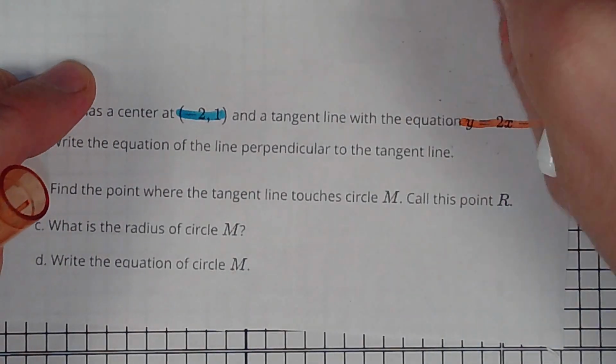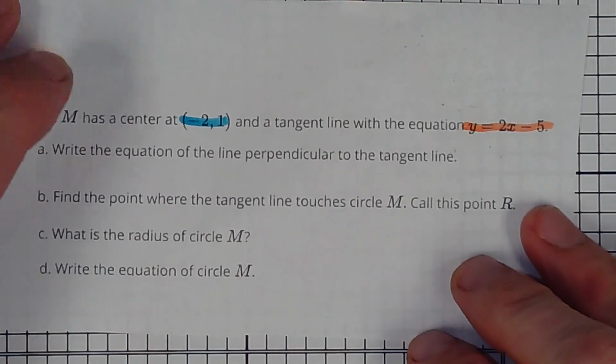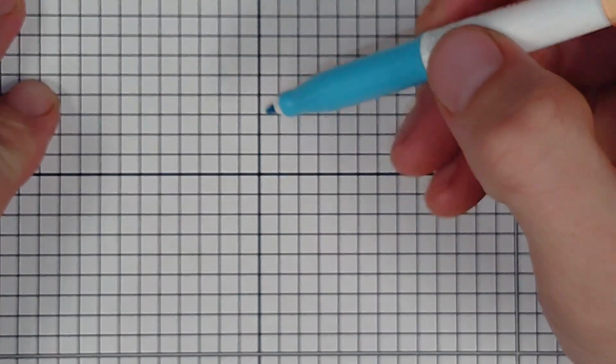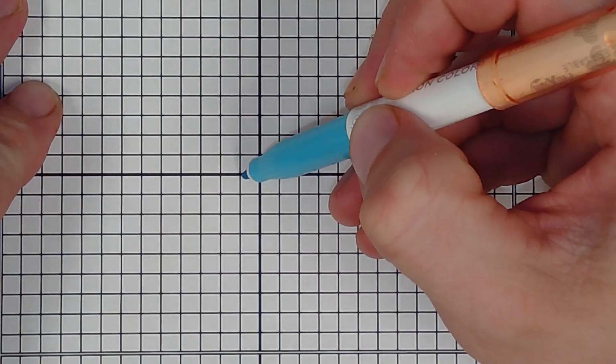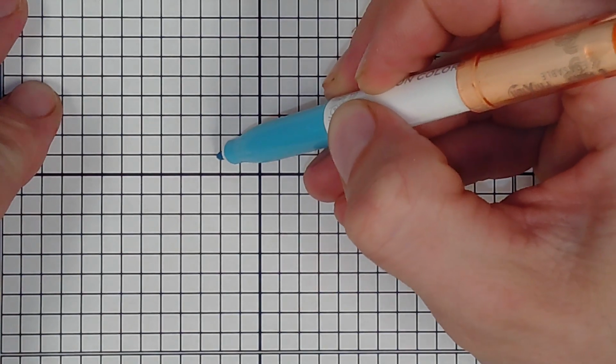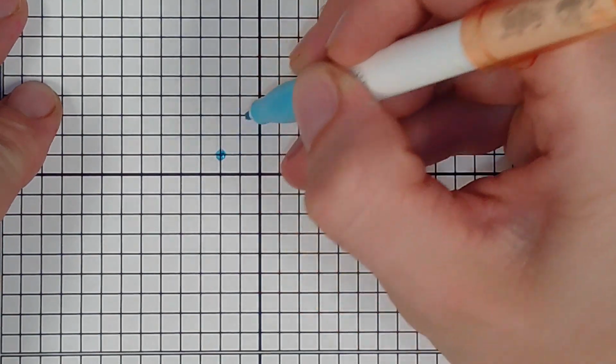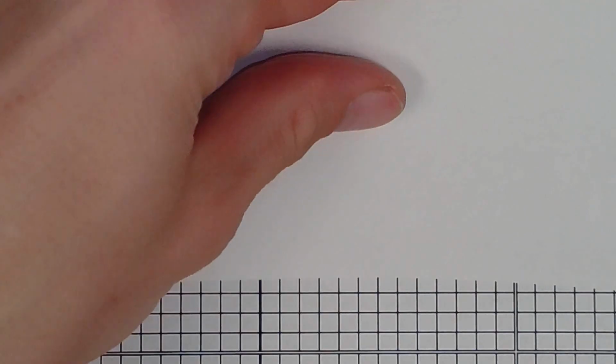All right, so we'll start with making a center at (-2, 1). Here's our coordinate plane. We're going to start at -2 on x and go up to 1 on y. That is the center of our circle right there. Now, what do we know about the equation of our tangent line?